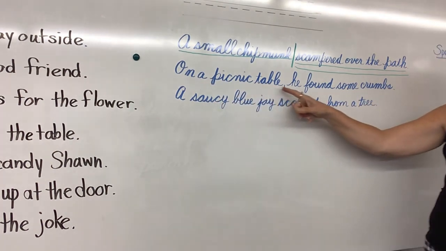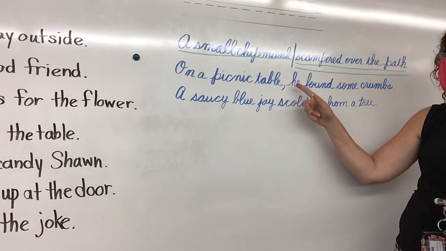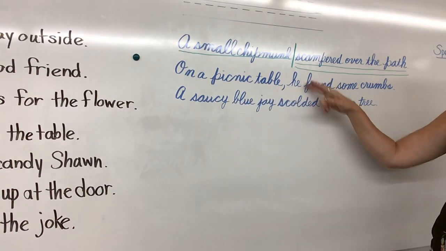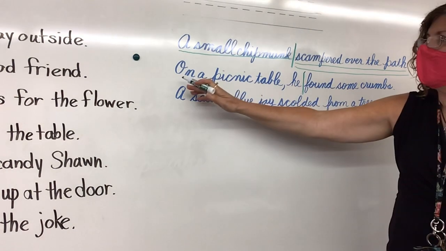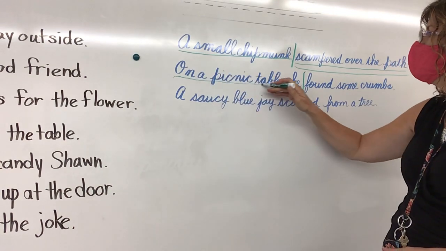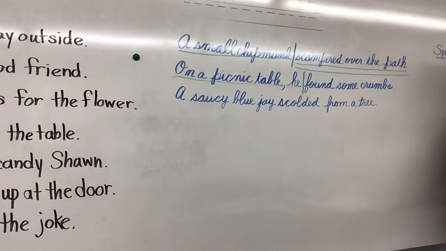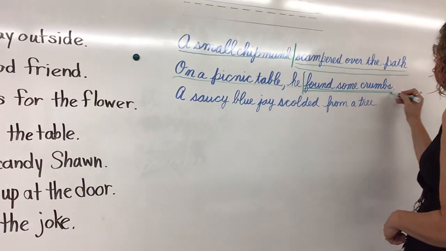Everybody read with me. On a picnic table, he found some crumbs. So what is that sentence about? He. Very good. It's he. It's about he. They're talking about the chipmunk, but they're calling him he. So you're going to make the mark after the word he. So what is the subject part? Read the whole thing. On a picnic table, he. So that would be underlined once. What did he do? Found some crumbs. So the found some crumbs is going to get underlined twice.